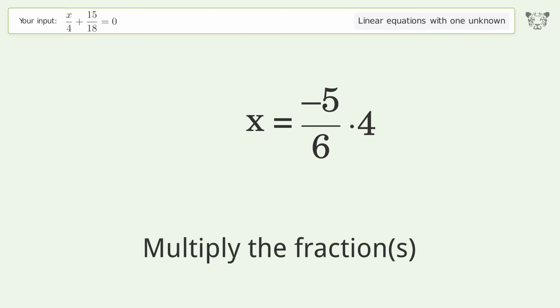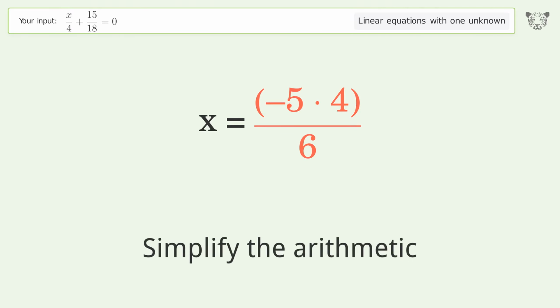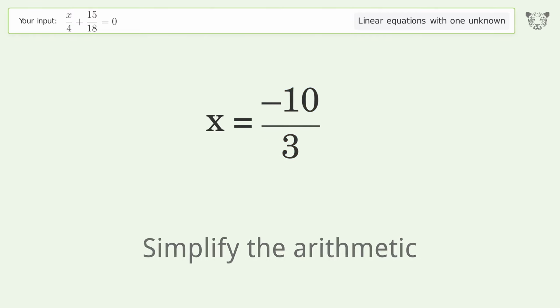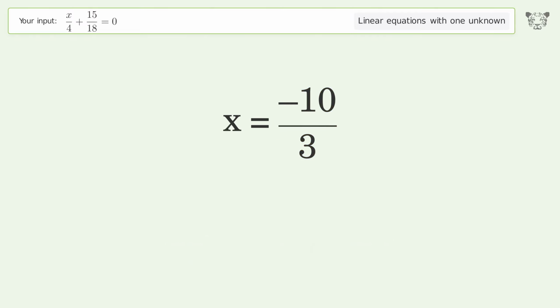Multiply the fractions. Simplify the arithmetic. And so the final result is x equals -10/3.